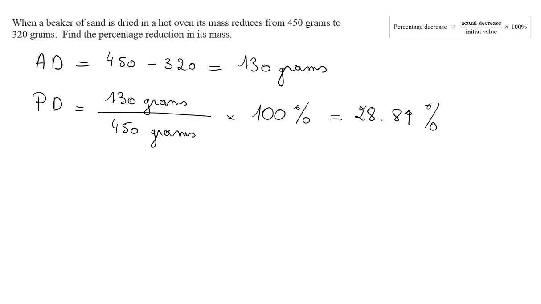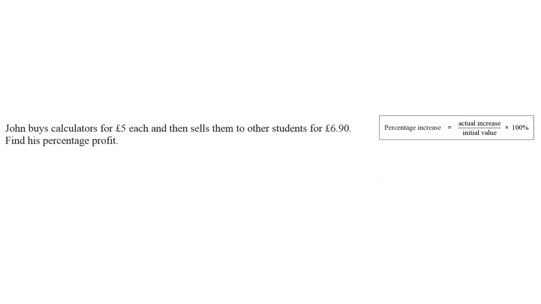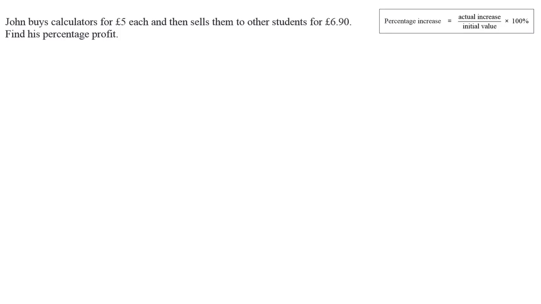Well, now, another example. John buys calculators for £5 each and then sells them to other students for £6.90. So he's going to make a profit. A profit means he's going to gain money. So the profit that he makes is 6.90 minus 5. That's your actual profit. It's going to be 1.90. So for each calculator he sells, he is going to gain a profit of 1.90 pounds.